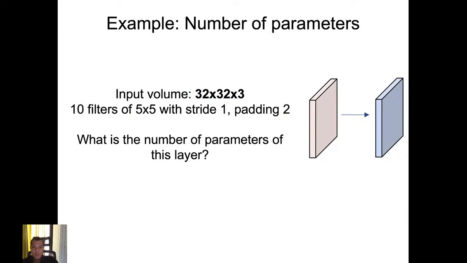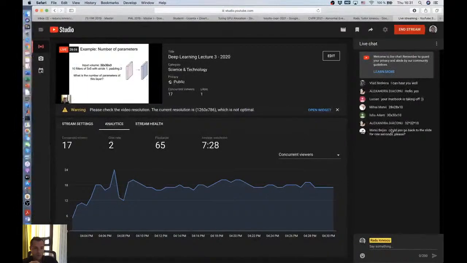Okay, so the next question is, what is the number of parameters of this layer? We managed to figure out the size of the output tensors, but what is the number of parameters? What is the number of weights that I'll learn in this layer? And please also take into account the bias terms. Those are also learnable weights. I didn't discuss them so far, but the filters also have a bias term.